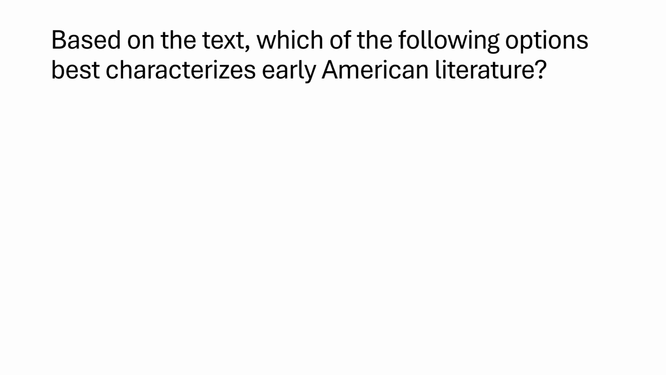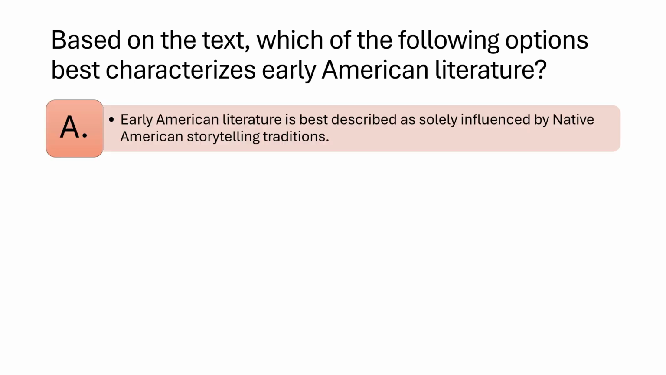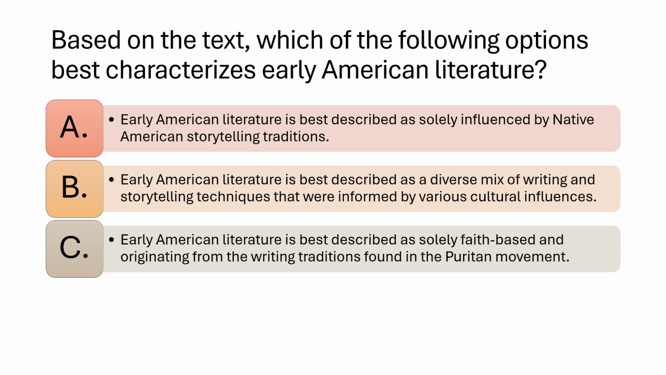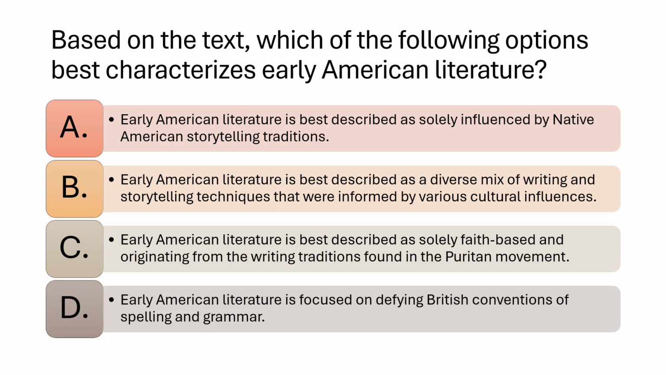Based on the text, which of the following options best characterizes early American literature? A. Early American literature is best described as solely influenced by Native American storytelling traditions. B. Early American literature is best described as a diverse mix of writing and storytelling techniques that were informed by various cultural influences. C. Early American literature is best described as solely faith-based and originating from the writing traditions found in the Puritan movement. D. Early American literature is focused on defying British conventions of spelling and grammar.